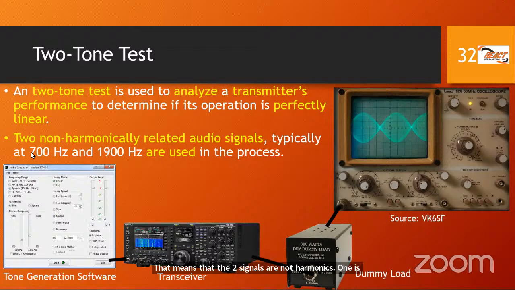Just for your extra information, it's typically 700 hertz and 1900 hertz. You don't need to know this for the exam, but we're just letting you know it's what is typical in a two-tone test. And this is what is injected into the radio. It's transmitted, and you look at the scope to see what that looks like on the output to see if your transceiver and the amplifier is linear. So this is the two-tone test.